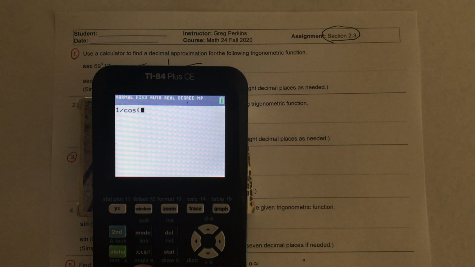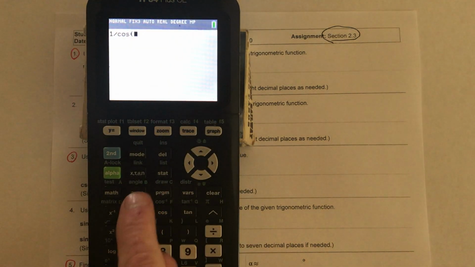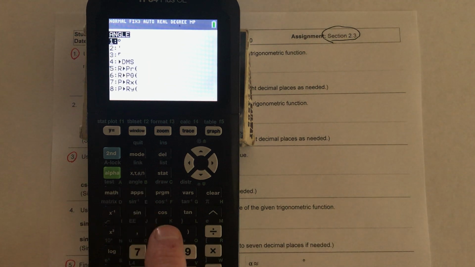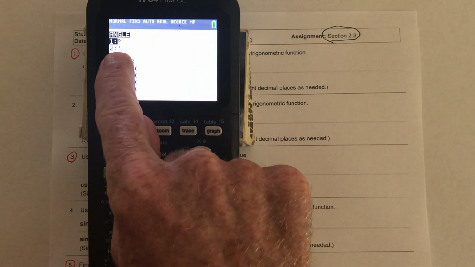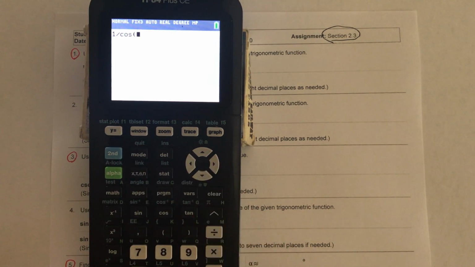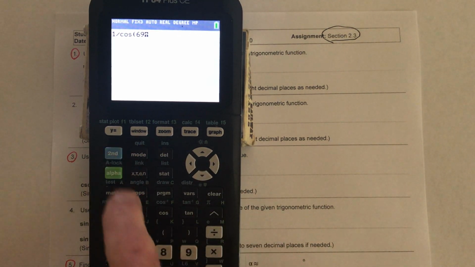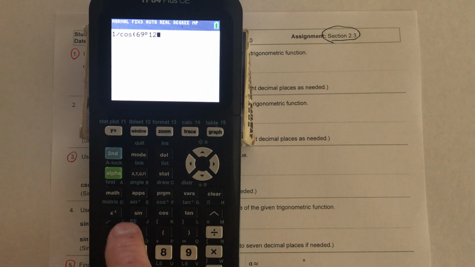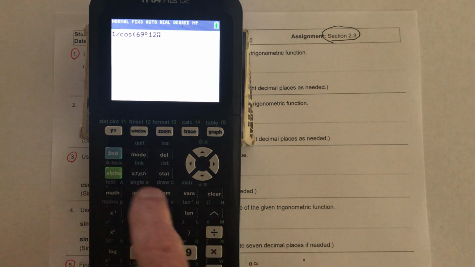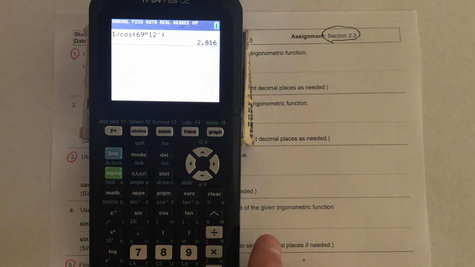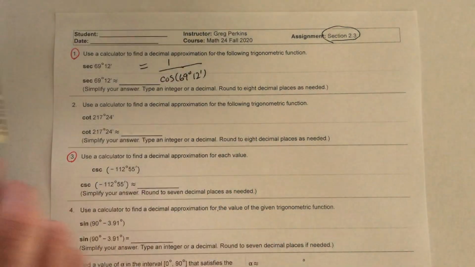Well, if you look right here, can you see it? If you look right here, it says angle. So put second angle, and then you've got degrees and minutes right there. Okay, let me go back. I need to type in the 69 and then put second angle, degrees, and 12 minutes. So I have to go second angle and then minutes. So I get a 2.816.